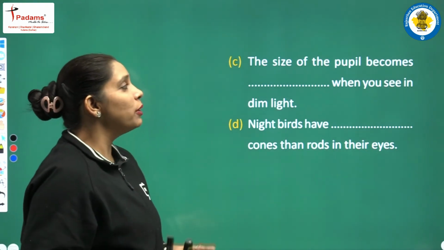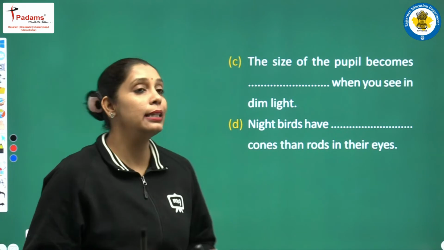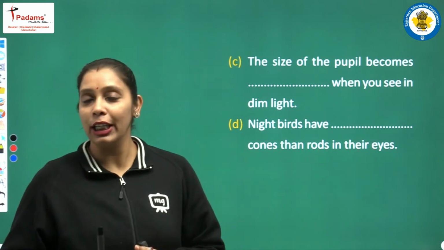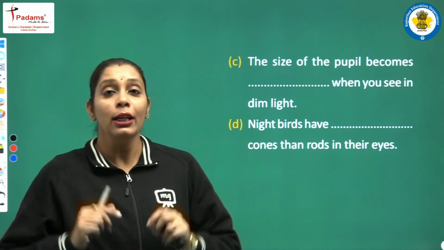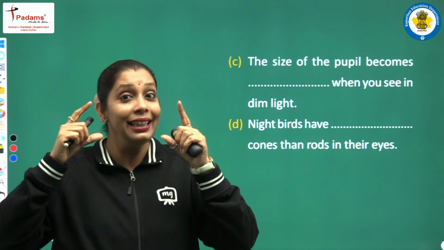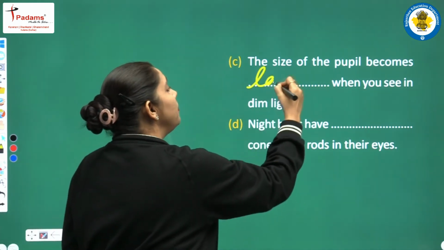The size of the pupil becomes dash when you see in dim light. जब हमारे आसपास अंधेरा होता है, कम लाइट होती है, तो हमारी आई पिपल क्या करती हैं? They become broad, large हो जाती हैं. So the size of the pupil becomes large.